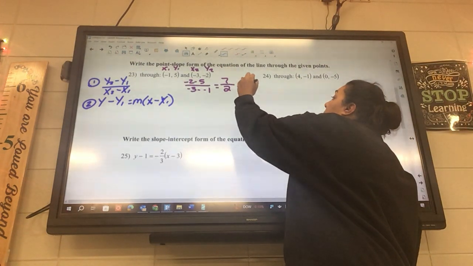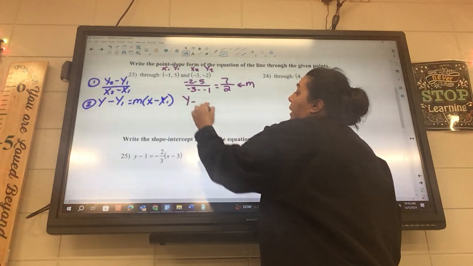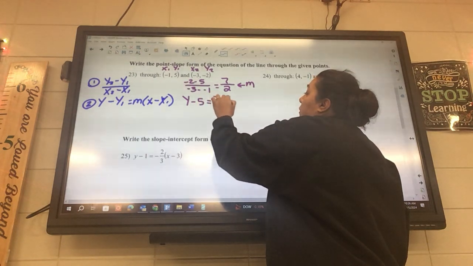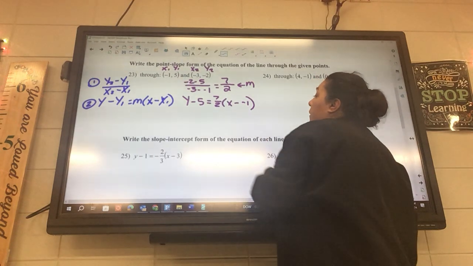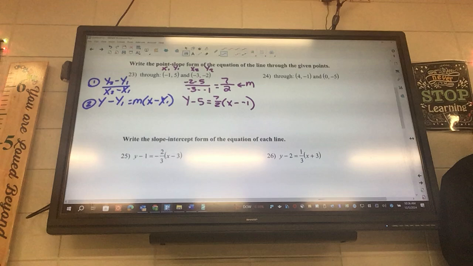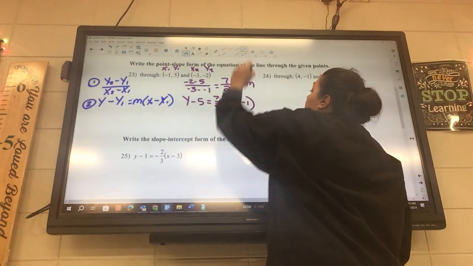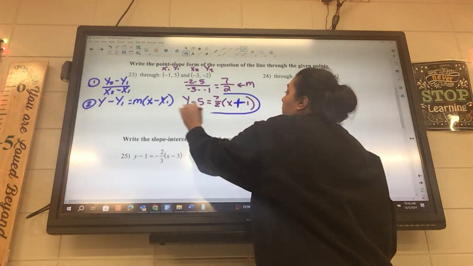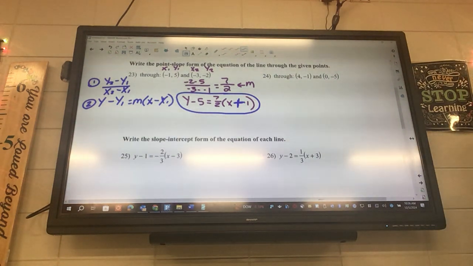Okay, and so this is my m. Now it's gonna look like y minus my y1, which is 5, equals my m, which is 7 over 2, times x minus my x1, which is negative 1. Okay, and if you recall, what do we do with a minus minus? Turn it to a plus. We have to turn it to a plus, okay? So right here where it says minus minus really needs to be a plus 1. Okay, and so this is our final answer after you do both those steps.